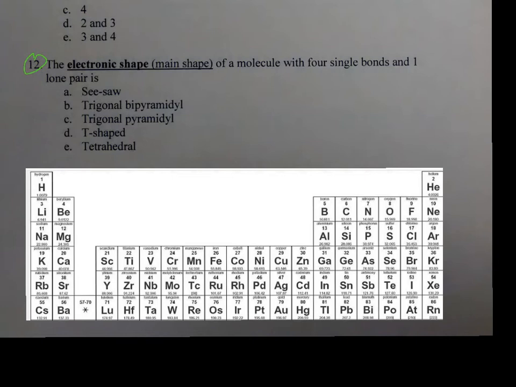In number 12, they want us to say what shape something would have if it has 4 single bonds and 1 lone pair. So that's 5 total directions. You remember the shape of 5 total directions is trigonal bipyramidal. One of these can be a lone pair. Say, for instance, this one is a lone pair. Remember, they always occur along the belt line. But since they're talking main shape, that doesn't really matter. It's still going to be trigonal bipyramidal. So B is the correct answer.